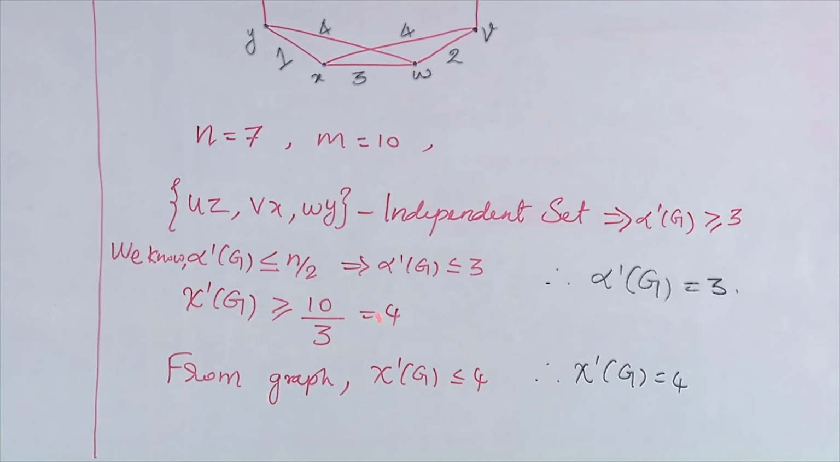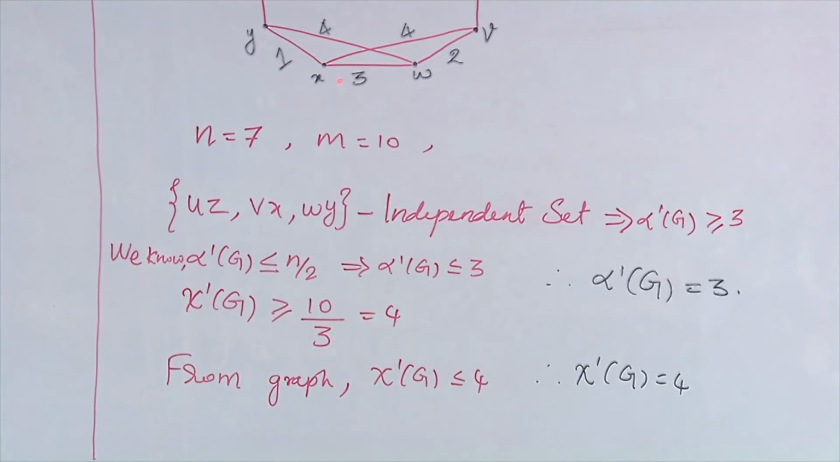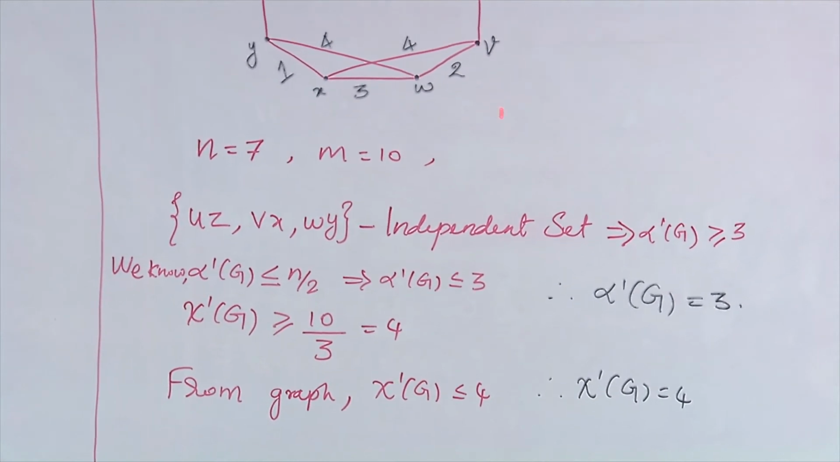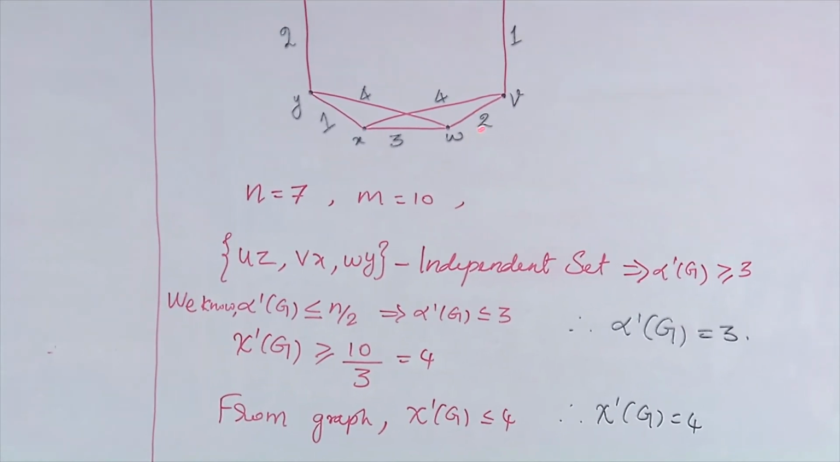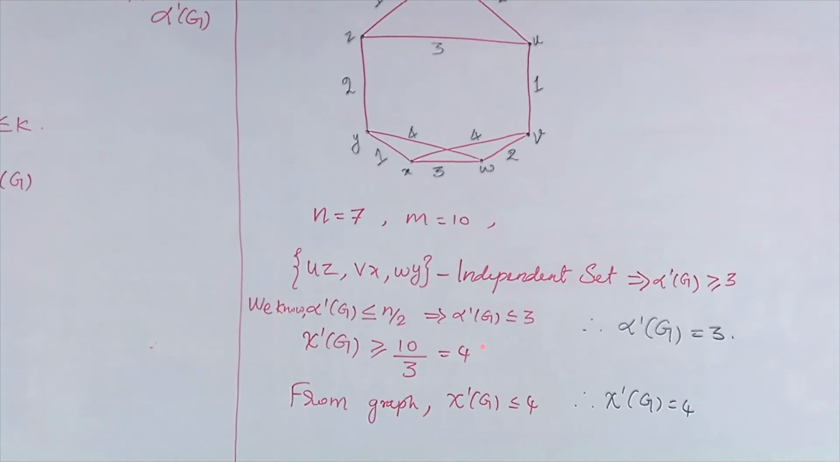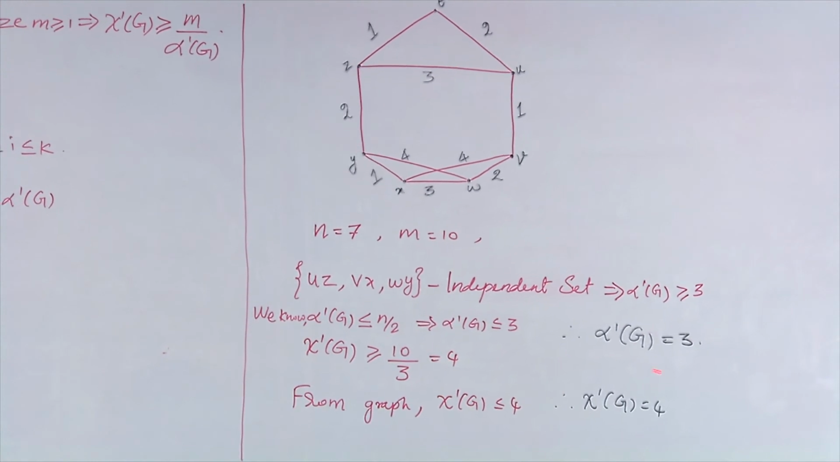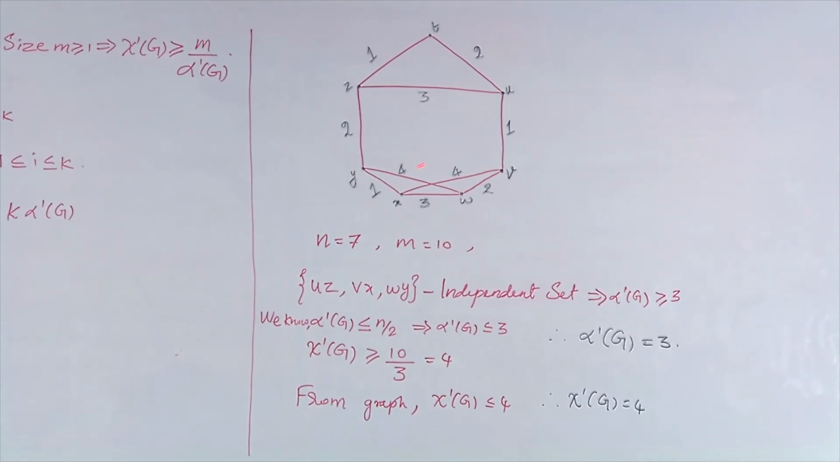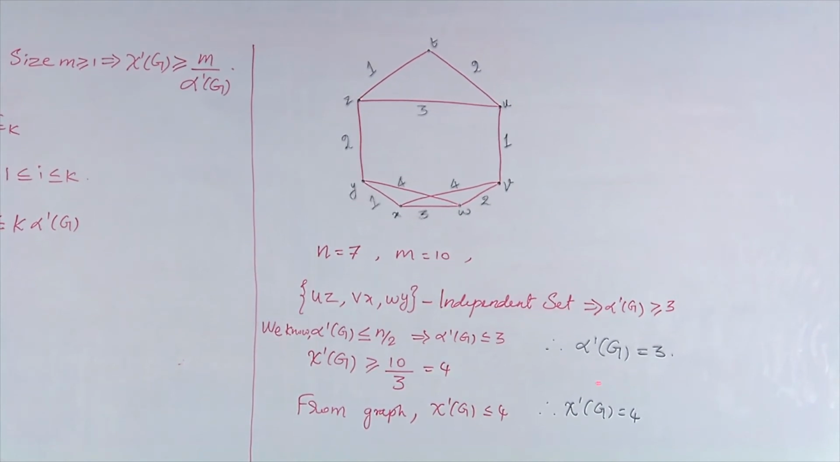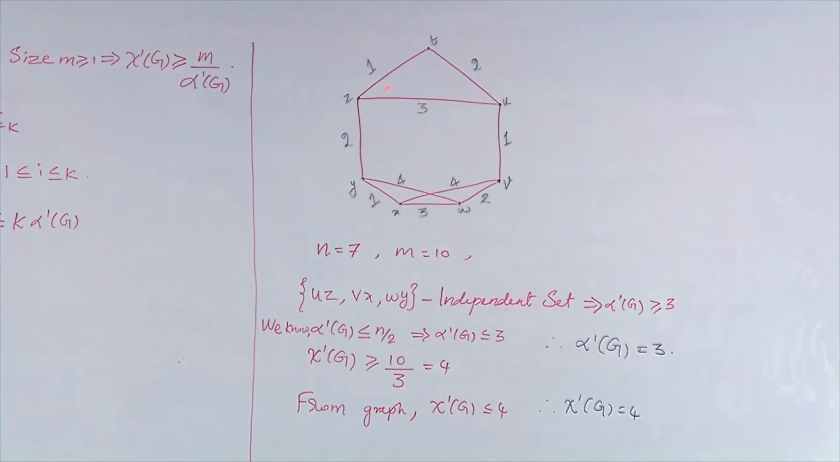So chi dash of G is greater than or equal to 4, and already chi dash of G is less than or equal to 4. This also we have because of the coloring, which means here I used 4 colors, right. So when you find the chromatic index, you are interested in finding the minimum number of colors, which means chi dash of G is less than or equal to 4 and is greater than or equal to 4. Equating these two together, chi dash of G is equal to 4. So this is one such coloring, which means I have to use 4 colors in order to color this graph.